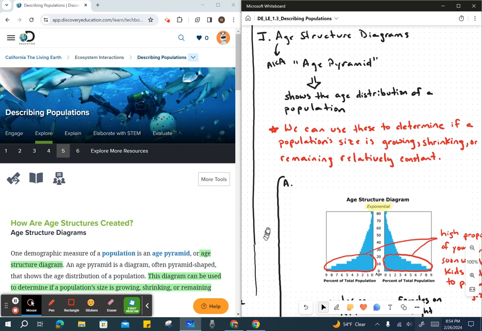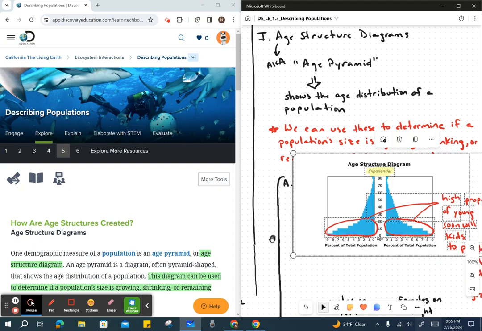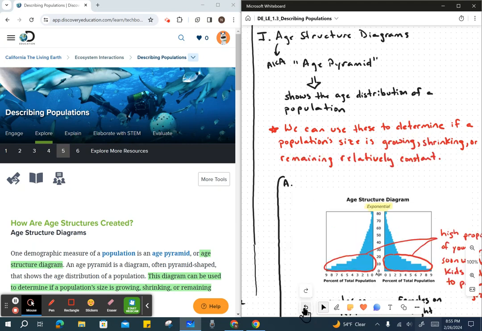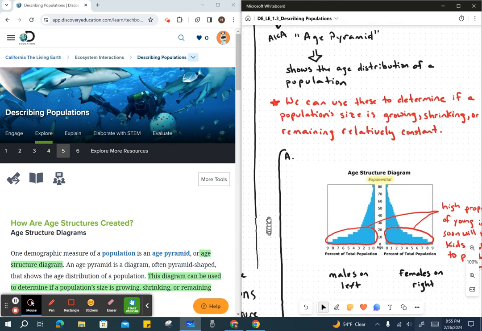population. Okay. We can use these age structure diagrams to figure out if a population is growing. So you think about being here in the United States. Is the United States population really growing? Is it shrinking, or is it remaining relatively constant? So you would take census data, and you would use that census data to arrive at these conclusions.